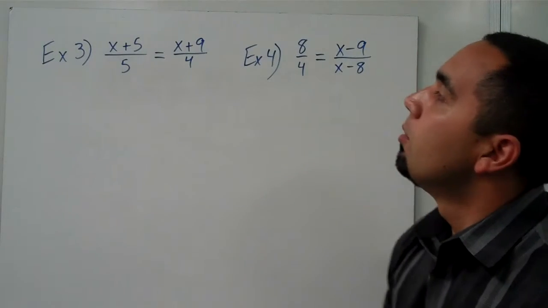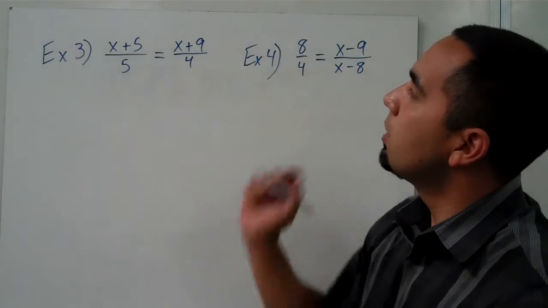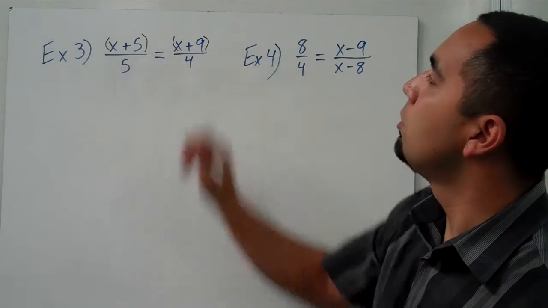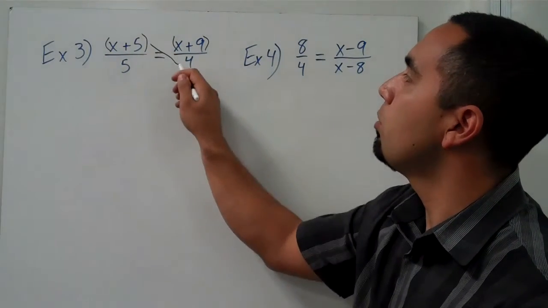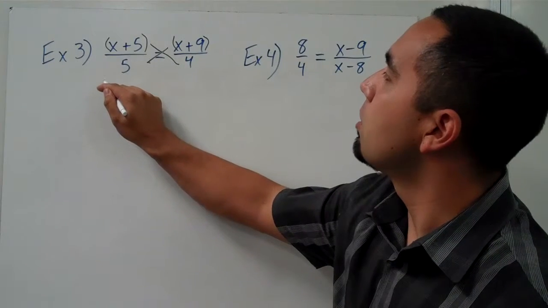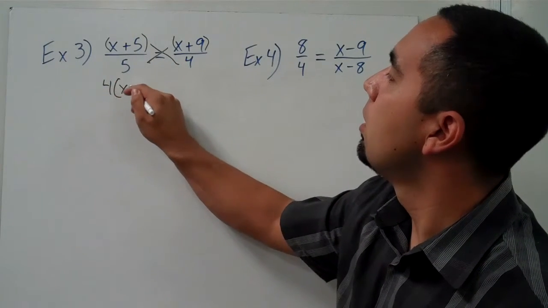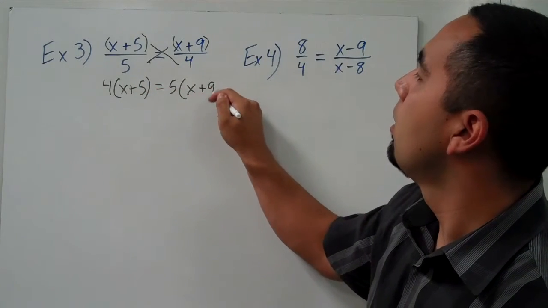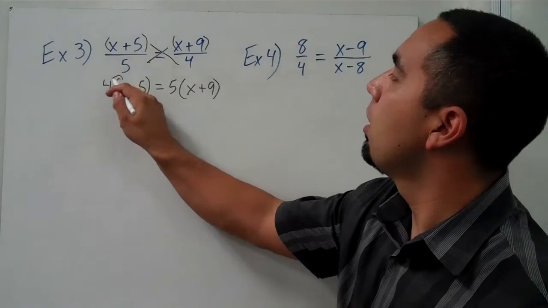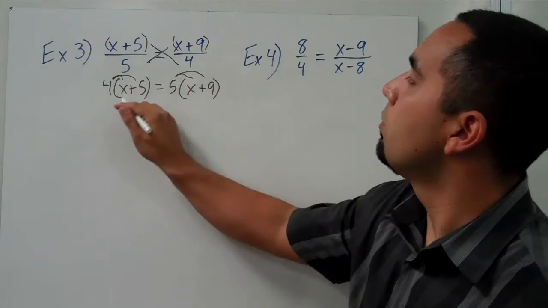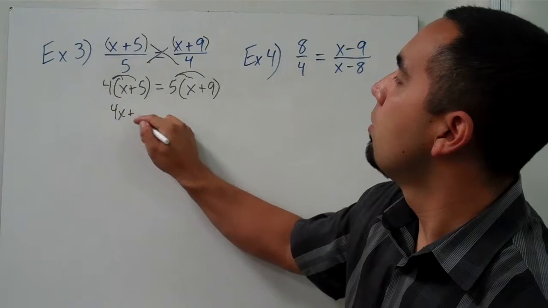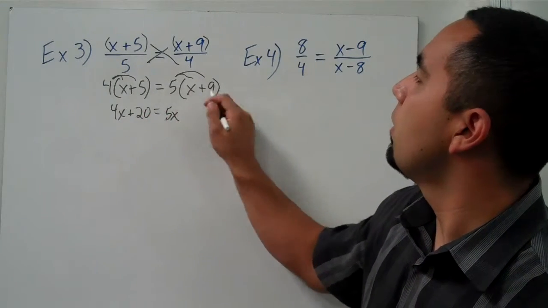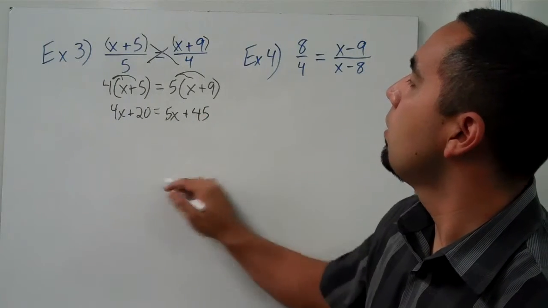Example number 3, we have (x plus 5) over 5 equals (x plus 9) over 4. So now we have two terms. Same exact process though, just now it's going to take us a little bit longer. I'm going to do the same exact thing as before, I just have more steps to do. So 4 times x, I get 4x. 4 times 5, that's 20. 5 times x is 5x. 5 times 9 is 45.